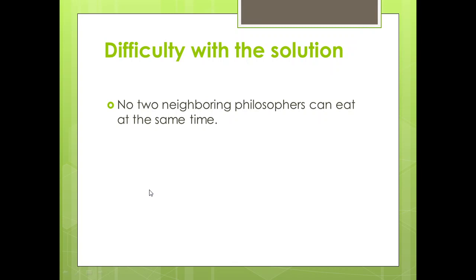There are some difficulties with this solution also. The above solution makes sure that no two neighbor philosophers can eat at the same time. But this solution can lead to a deadlock. This may happen if all the philosophers pick their left chopstick simultaneously. Then none of them can eat and a deadlock will occur.